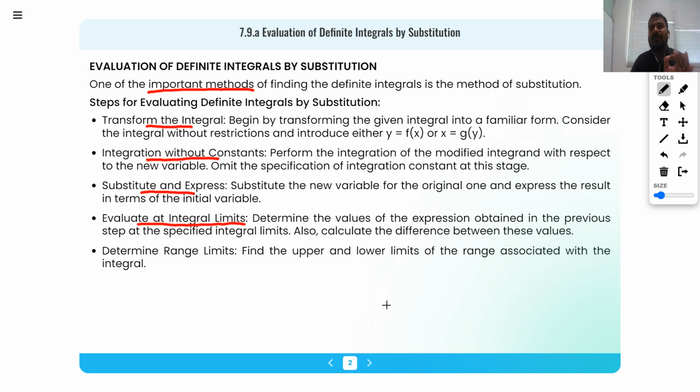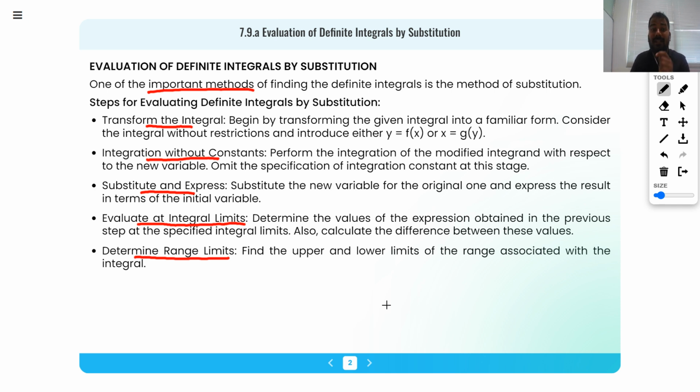But at the same time, many of the students will forget to evaluate the integral limits. Yes, of course, as you are going to revamp the equation, you have to revamp the integral limits. You have to write down the new integral limits. So that is nothing but determining the range limits and substituting in the equation. This is what you need to understand. So transform the integrals, integration without constants, substitute and express. Next, evaluate the integral limits and give the definite range and answer the question. This is what you need to do, and it's one of the simplest and the most important.